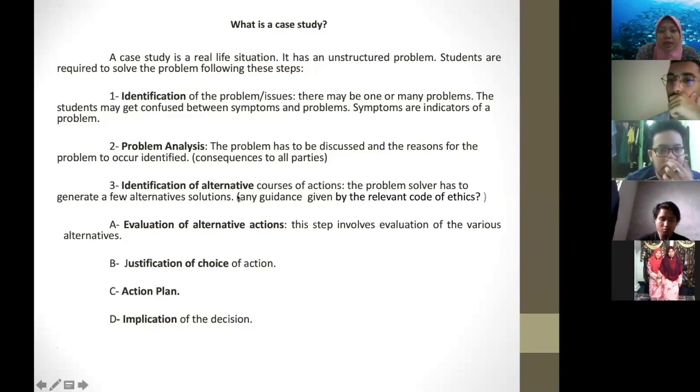Also, when you identify the alternative solution, is there any guidance given by the relevant code of ethics? You can go and read. For example, in Malaysia, we have, we have not covered it yet in our classes. But in the document that I gave, or the list of all the YouTube videos, there's one on code of ethics. You can watch that. I already made it.